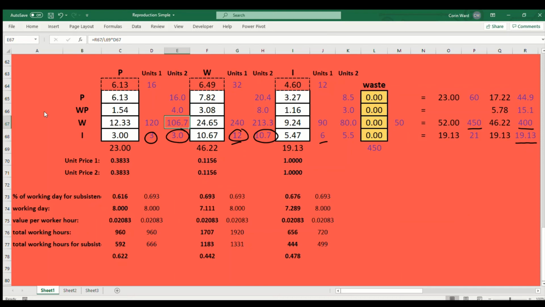So we'll assume that if they needed 1,920 hours to make 450 wheat, they're going to need 1,920 hours divided by 450 and multiplied by 400, so 1,707 hours to make 400 wheat. And that corresponds to a 7.111 hour working day. And then we're again back at this 0.02083 labour value per hour. And the exact same thing happens in the iron industry.